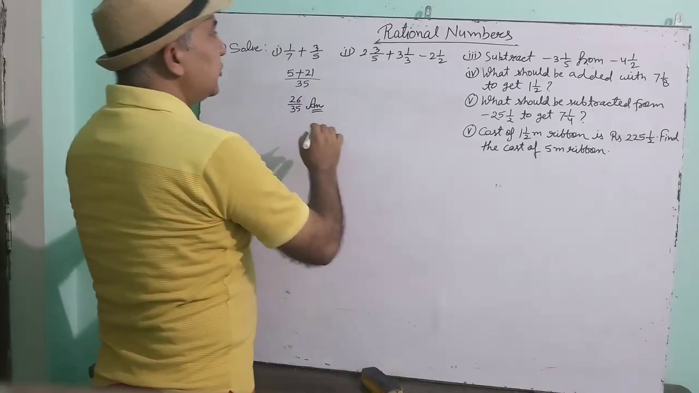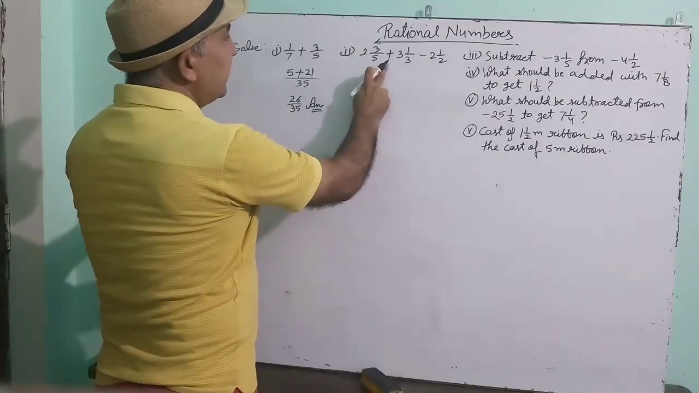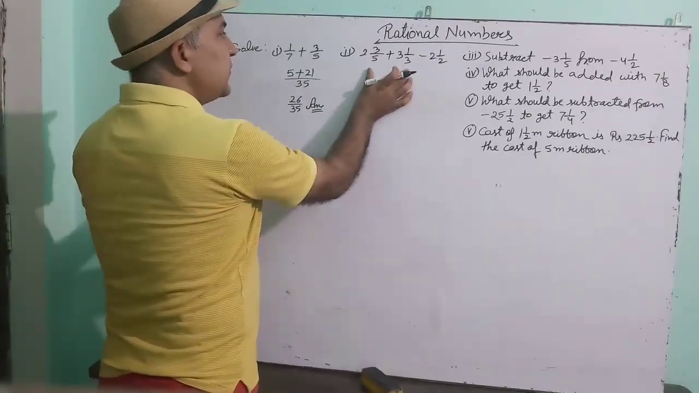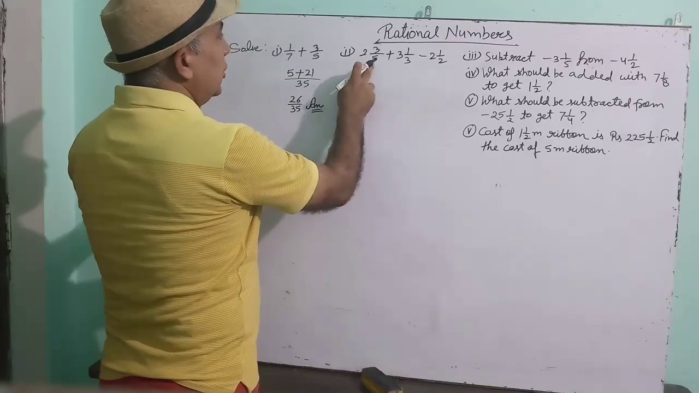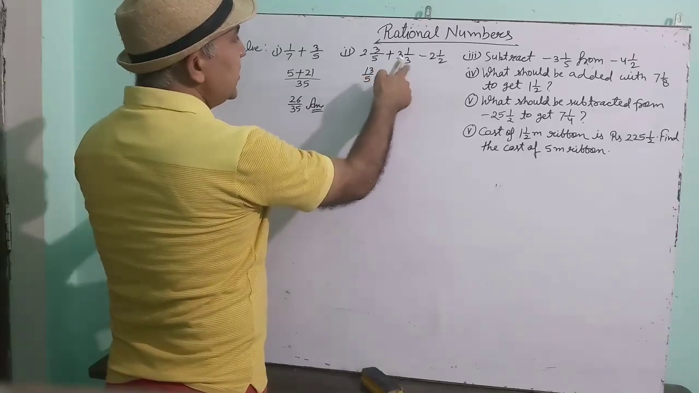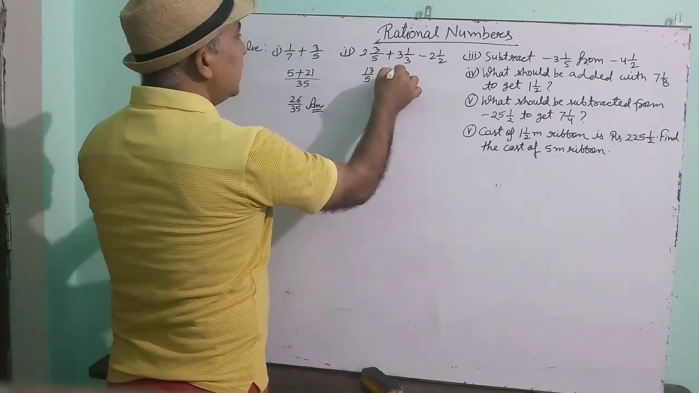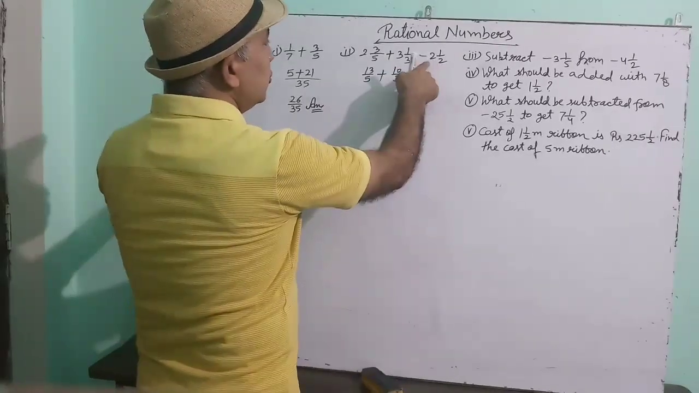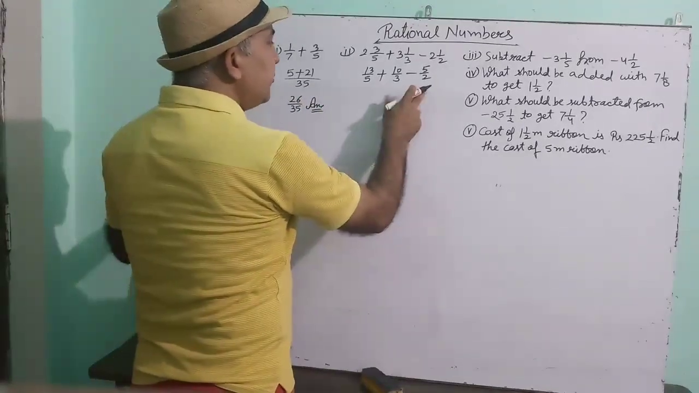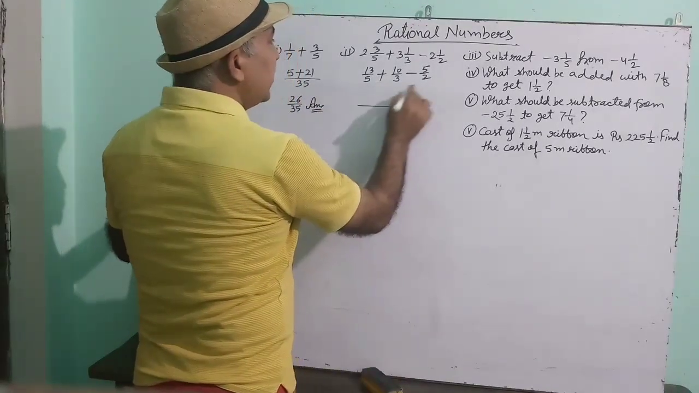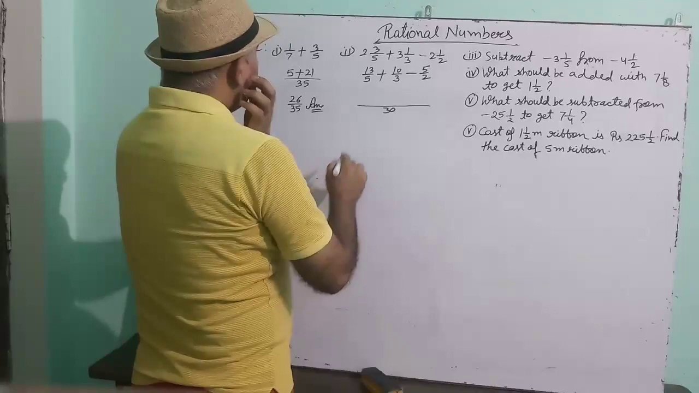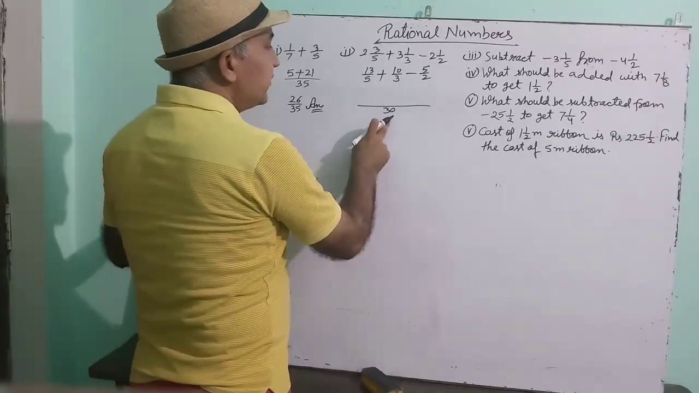Okay? See this second question. 2 into 3 by 5 plus 3 into 1 by 3 minus 2 and a half. First we will convert these mixed fractions into improper fractions. 5 into 2, 10 plus 3, 13 by 5. Plus 3 into 3 is 9 plus 1, 10 by 3. Minus 2 into 2, 4 plus 1, 5 by 2. Now after converting into improper, we will take the LCM of the denominators: 5, 3, 2. The LCM will be 30. When you find the LCM of 5, 3 and 2, it will come 30.